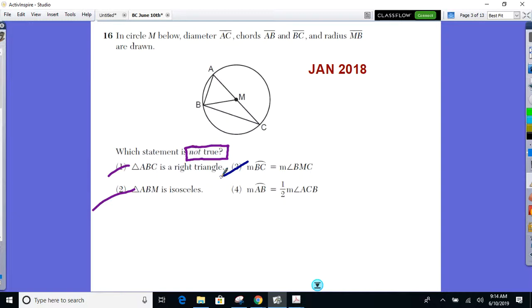Arc AB is 1/2 of ACB. Well, is ACB an inscribed angle? What's the problem though? The angle is equal to what? Half the arc. The arc isn't equal to half the angle. Everyone see that there? Yeah, that gets pretty tricky. If I wanted to correct this, I'd take the 1/2 and either put it over here with arc AB or change that to a 2. All right. Questions there? Next.